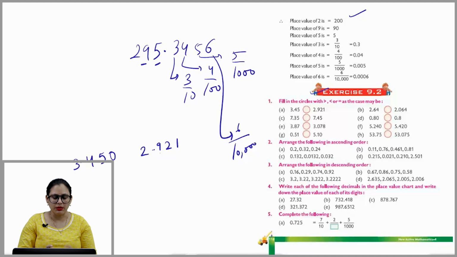Now let's compare. First, we'll compare the whole number. Here is 3, here 2. So which one is greater? 3. So this decimal will be greater than this decimal. Okay.